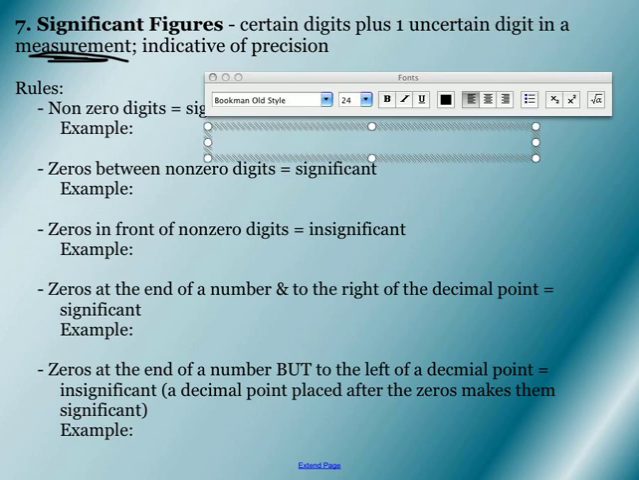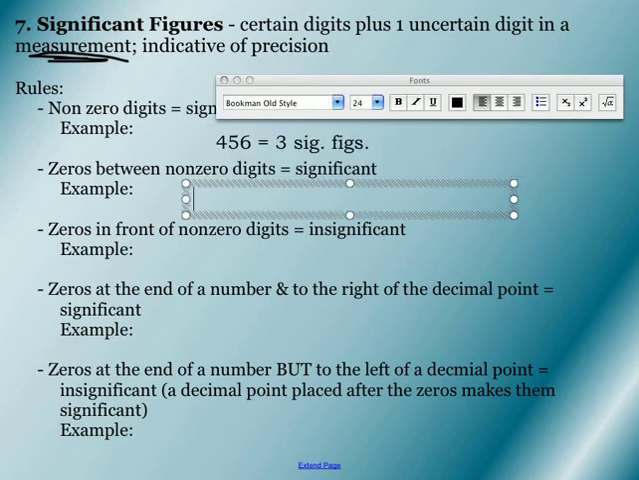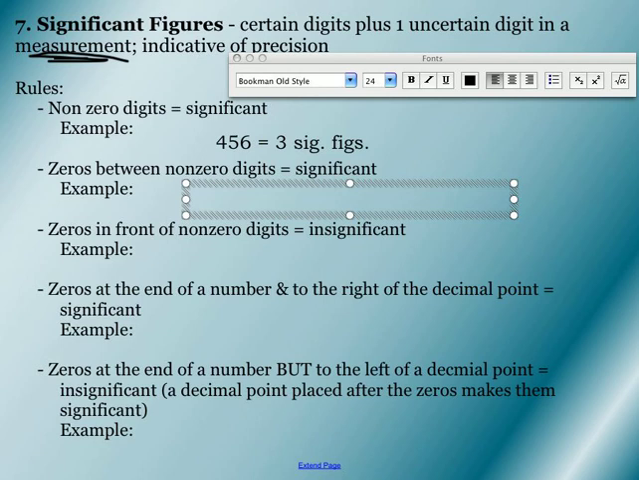Basically any number that's not a 0 is significant. So if we have 456, we have 3 sig figs that we care about. If we put zeros in between other numbers, so like we have 709, we know the 7 is significant, we know the 9 is significant, and by association, that 0 becomes significant. So 709 also has 3 sig figs. From here on out, it gets a little tricky with zeros. Zeros are typically the thing you like least about sig figs.